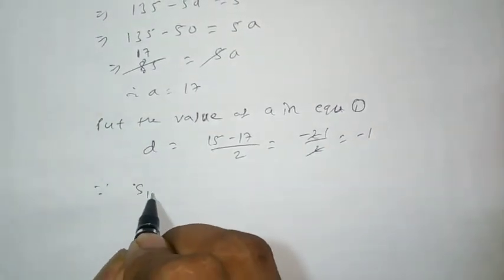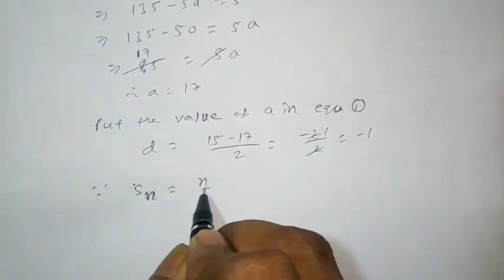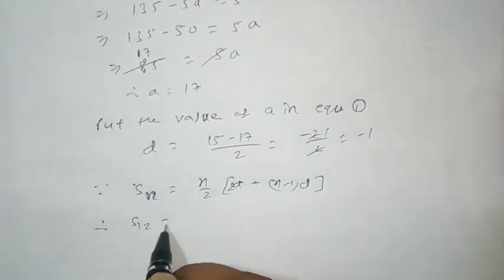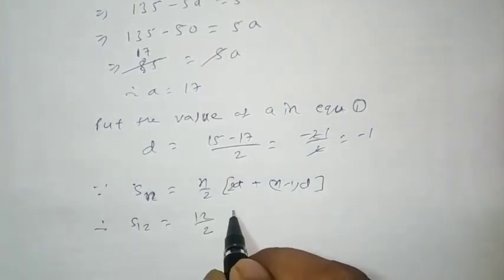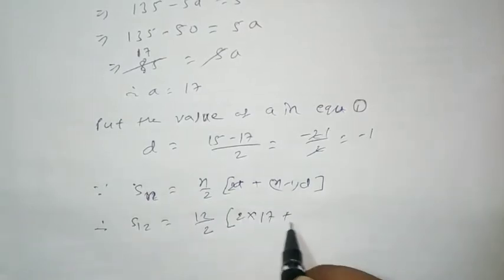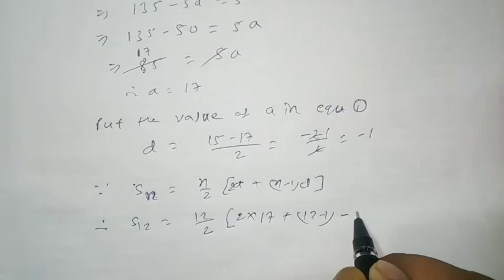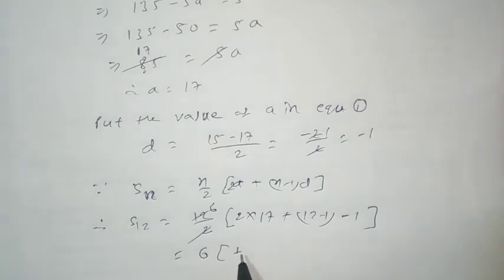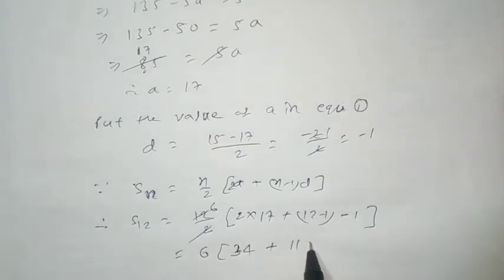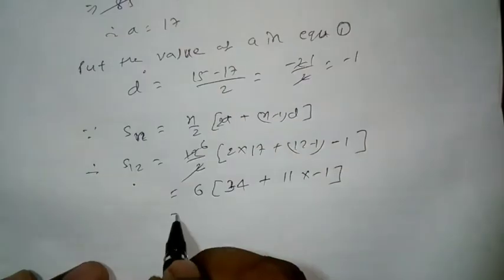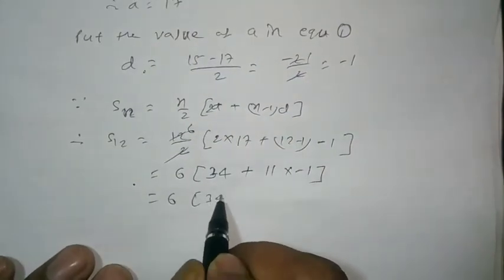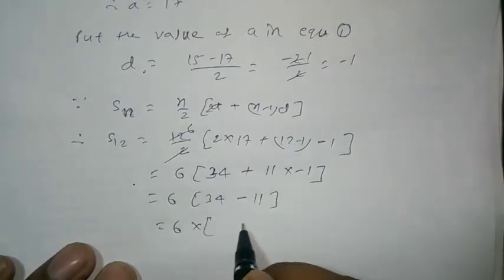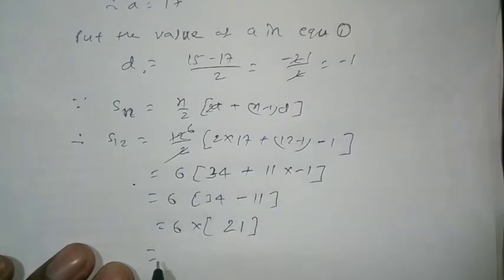Now because S12 is equal to Sn, which is n by 2 into 2a plus n minus 1 into d, therefore S12 is equal to 12 by 2 into 2 into 17 plus 12 minus 1 into minus 1. 2 sixes are 12, 6 into 2 into 17 is 34, plus 11 into minus 1, so it is equal to 6 into 34 minus 11, which is 6 into 23.